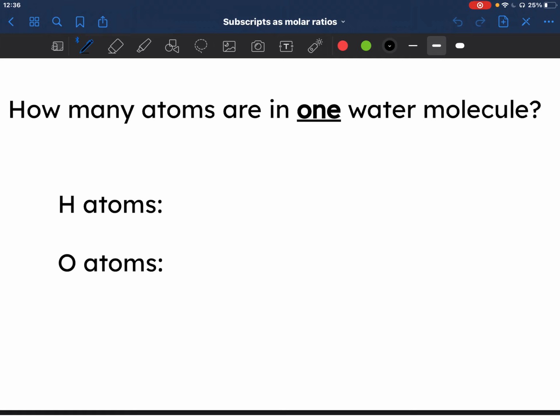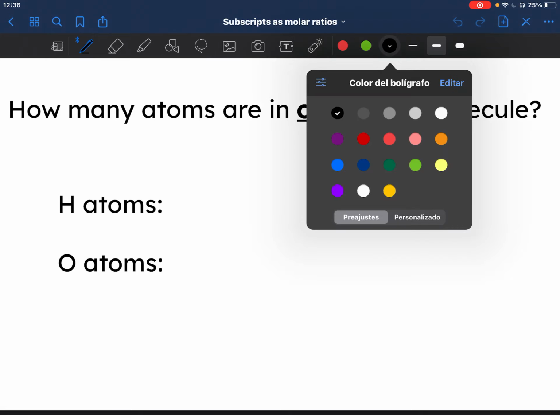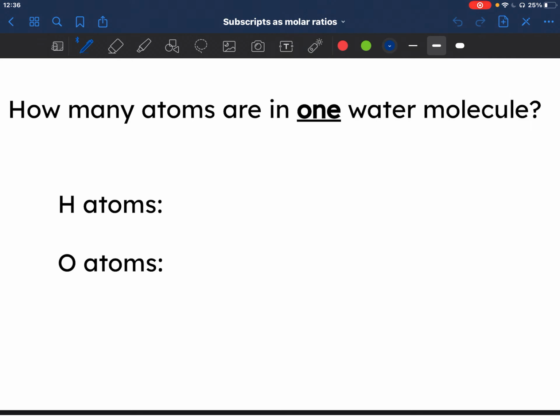Hello, welcome. Today we're going to be talking about our next conversion factor, and it deals with how subscripts within a molecule can serve as molar ratios. All right, let's go ahead and get into it. So, we're going to start off here.